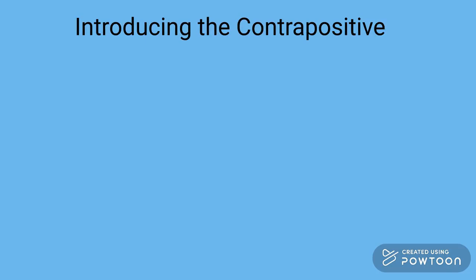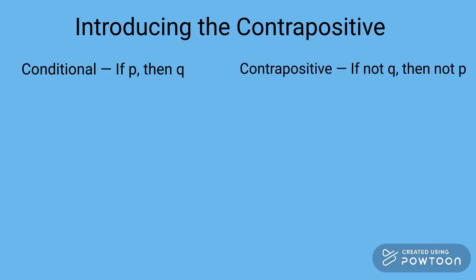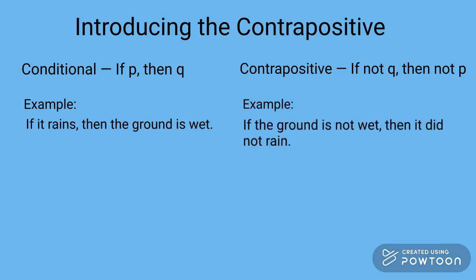Introducing the contrapositive. A conditional statement is, if P, then Q. Its contrapositive would be, if not Q, then not P. An example of a conditional statement is, if it rains, then the ground is wet. An example of the contrapositive to that conditional is, if the ground is not wet, then it did not rain.